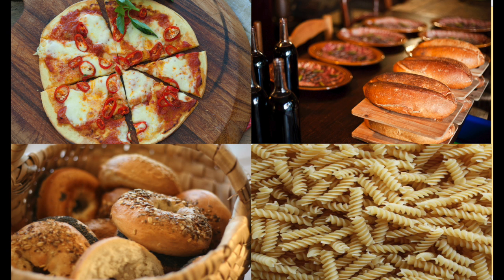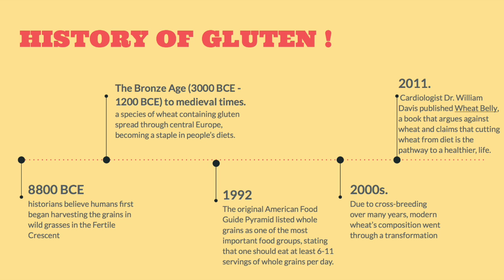Gluten can be found in wheat and other grains like oats, rye, and barley. Because of this, gluten can be found in some of your favorite foods like pizza, bread, bagels, pretzels, and even pasta. So just a little background information on gluten.